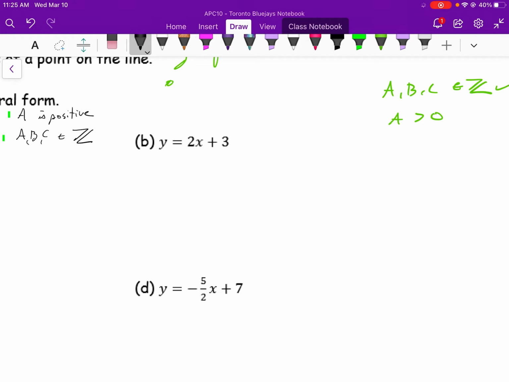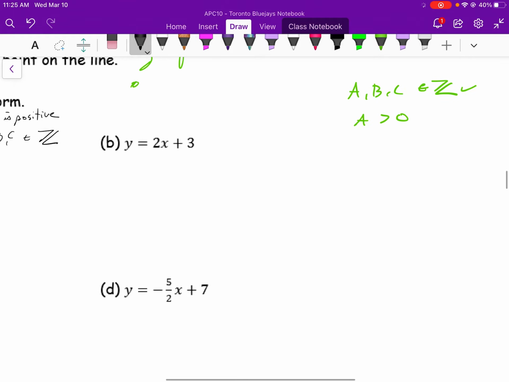I'm going to do it maybe in a different way. I'm going to try to be more clever. I know this to be true. A, B, and C have to be integers. And if I look, the thing in front of the x is an integer, the coefficient in front of the y is an integer, and my constant is an integer. So we're looking good. We're sitting pretty here.